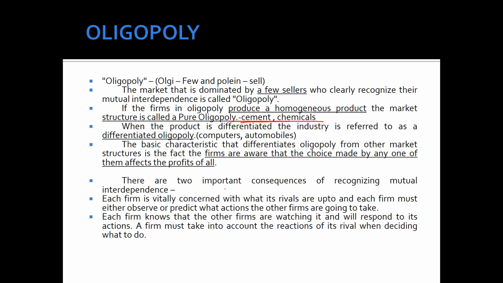Let's say one company is giving a discount or offers, so another company would also start giving these, because they are watching all the activities of competitors and rival companies: what offers and discounts, what kind of prices, what kind of features. Simultaneously they also give these characteristics and offers. Let's say one company offers a sunroof, moonroof in a four-wheeler.